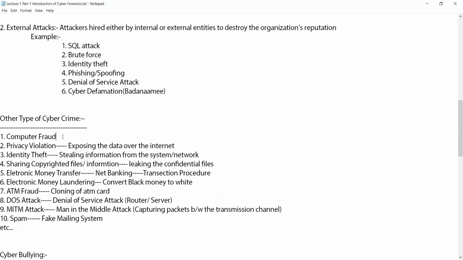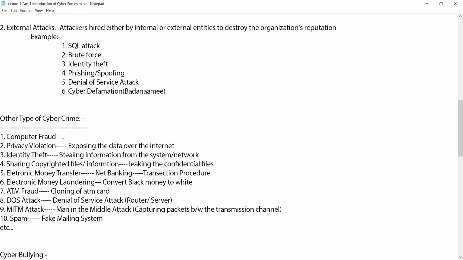The next type of attack is called electronic money laundering, the sixth one, right? This is the complete conversion of black money to white money. So cyber criminals are basically using this method for gathering data and money into different accounts with the electronic money laundering procedure.